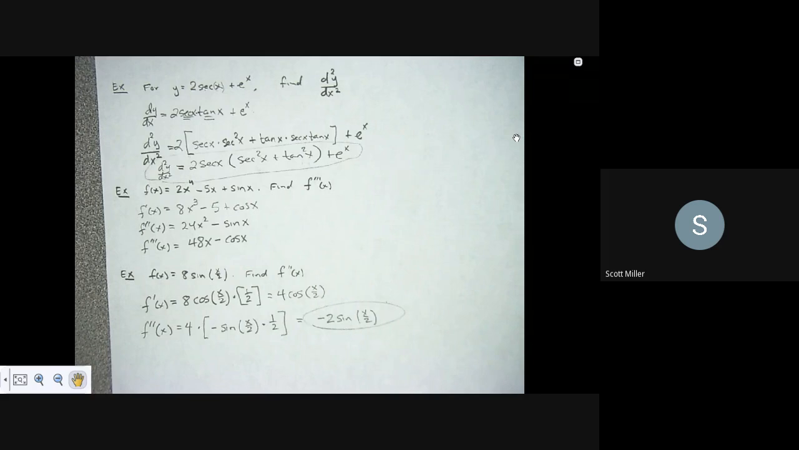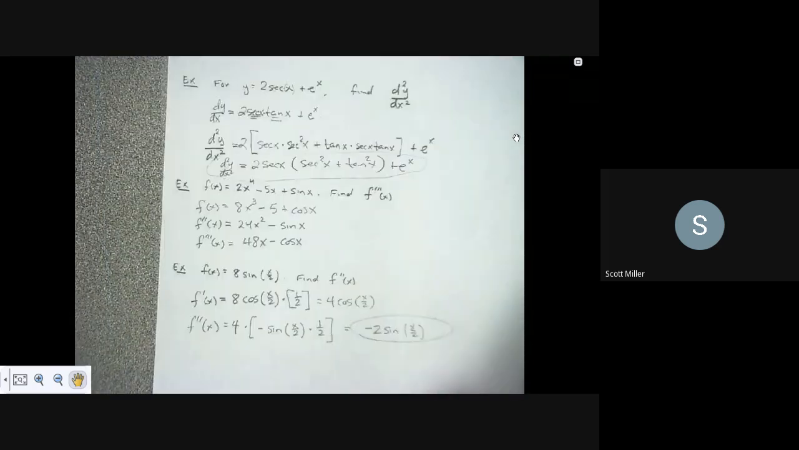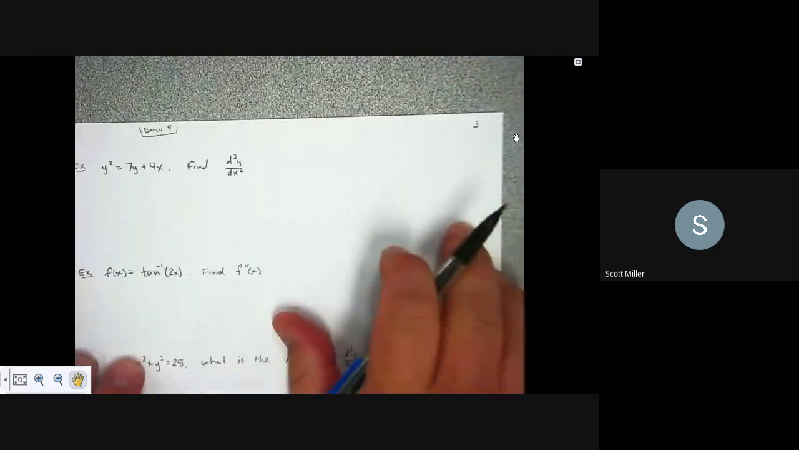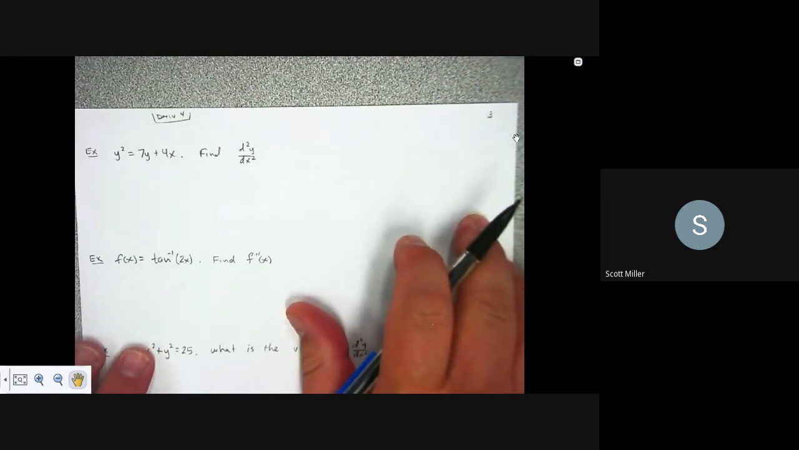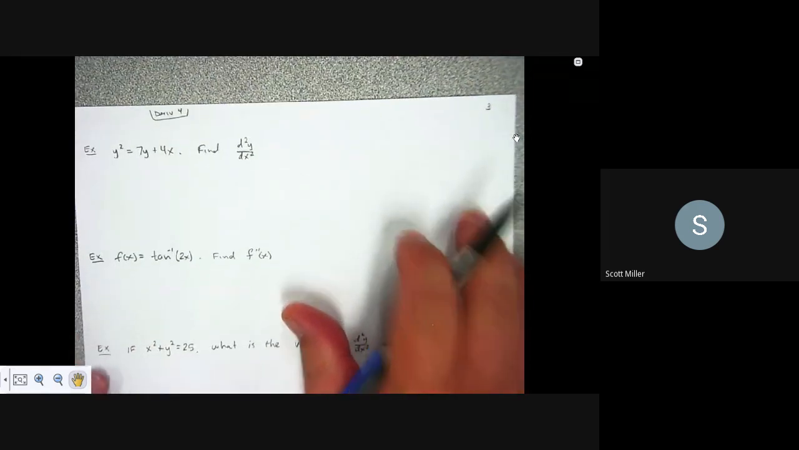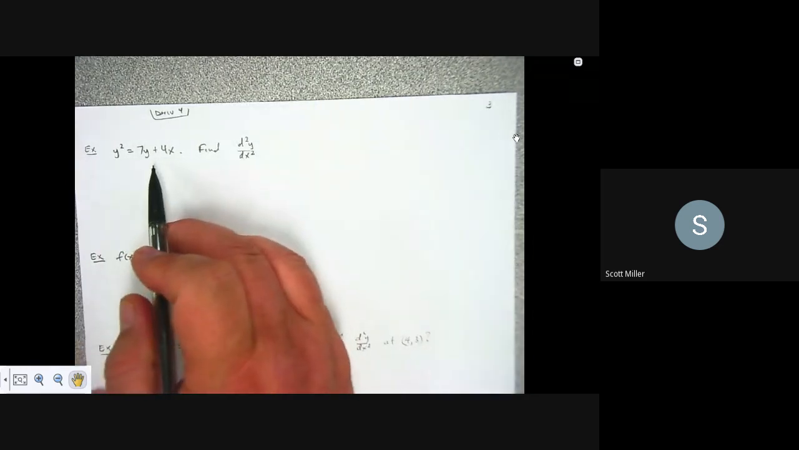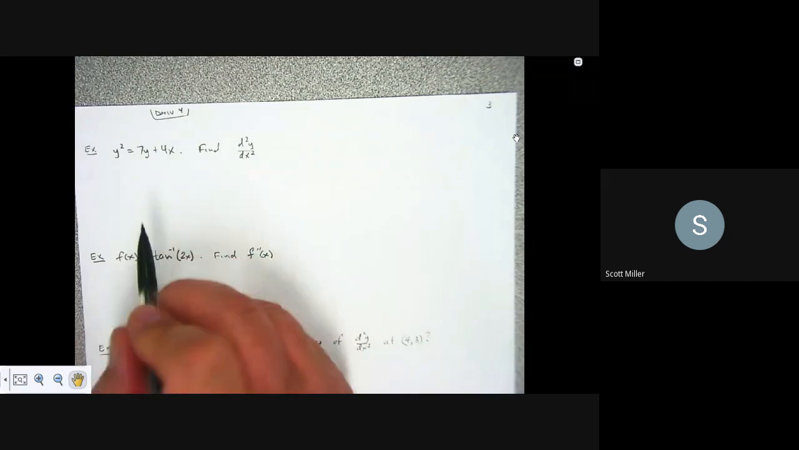I have more to do. That's just more examples. Here we go. Let's look at that one. Okay. Because I can't really solve for y, I'm going to have to take the derivative implicitly.